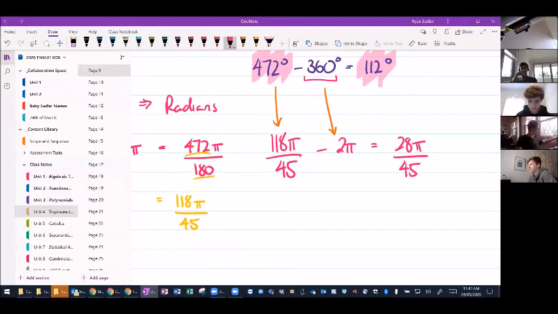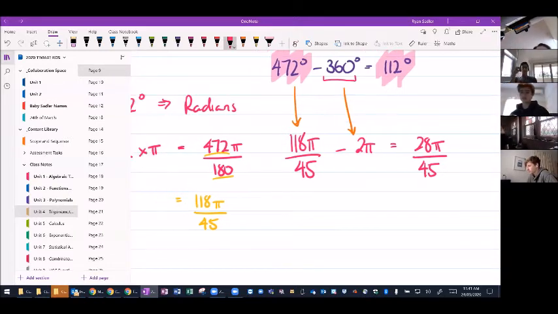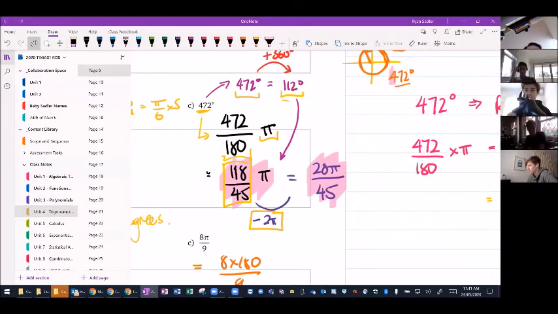Kieran, not really. We just like angles that are between 0 and 360. That just makes sense because we want to stick in that same rotation. But to be fair, if this question asked me to convert 472 degrees to radians, then I would give this answer, 118 on 45. There's nothing wrong with that answer.